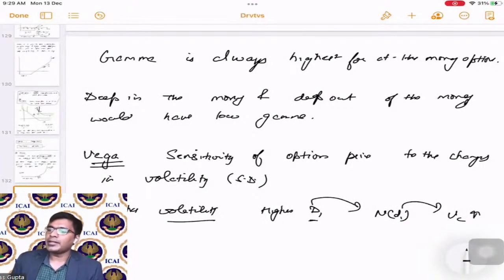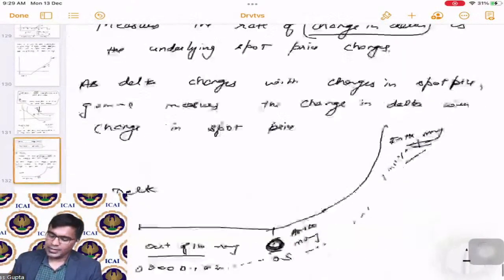Okay, Ambika and Namita, both of you are asking how gamma is highest at the money. Okay, let me go back and explain that again.